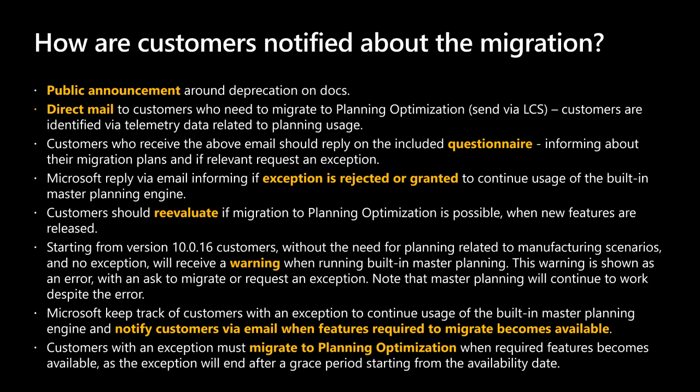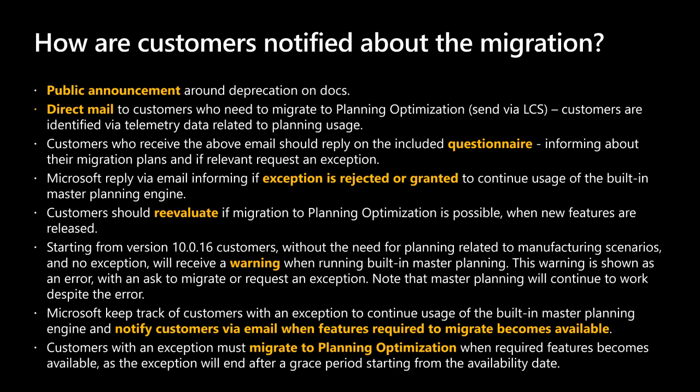And if you need an exception, it happens via a questionnaire. I'll get back to that. But if you require an exception, and that would normally be in case you are pending some functionality that we currently don't support with planning optimization, and I'll repeat this again, and you do not generate planned production orders. Right now, we don't ask customers who have production scenarios to request an exception. We will not do that until we have more production support.